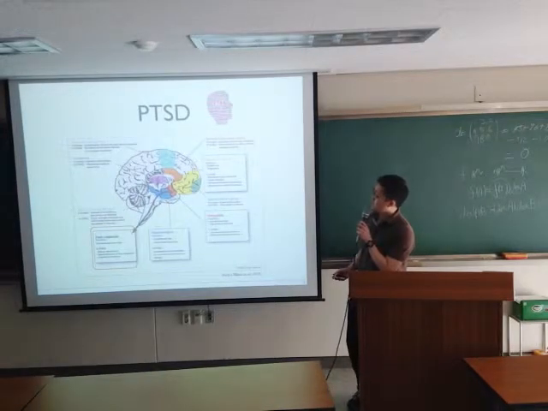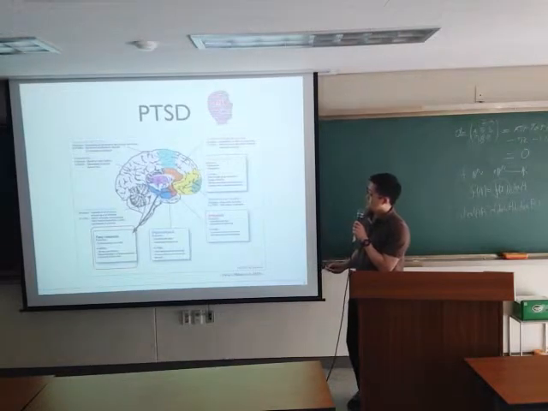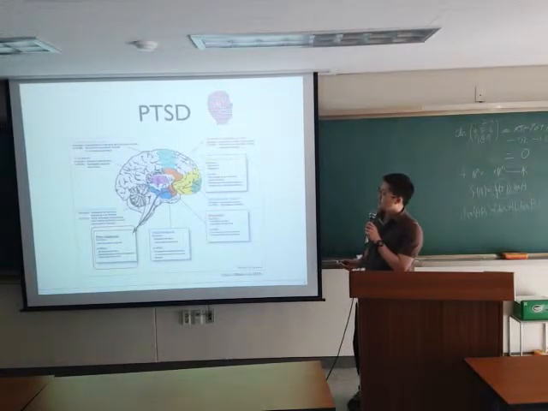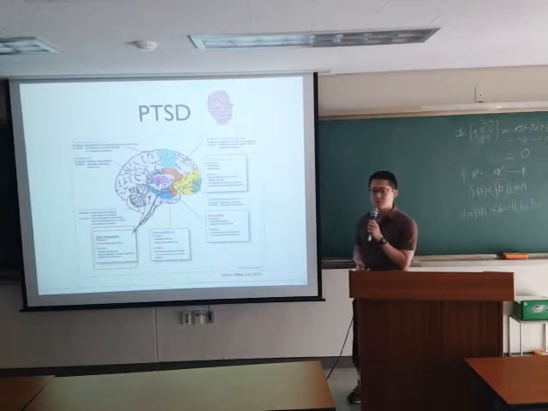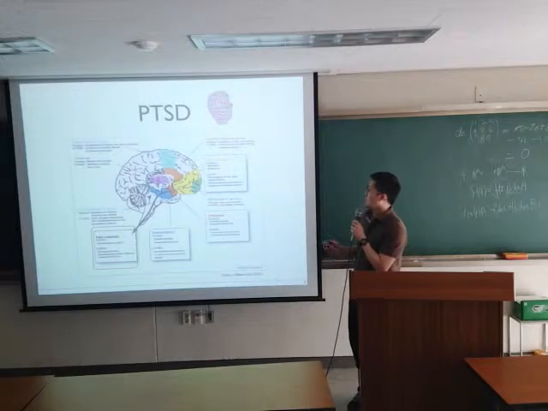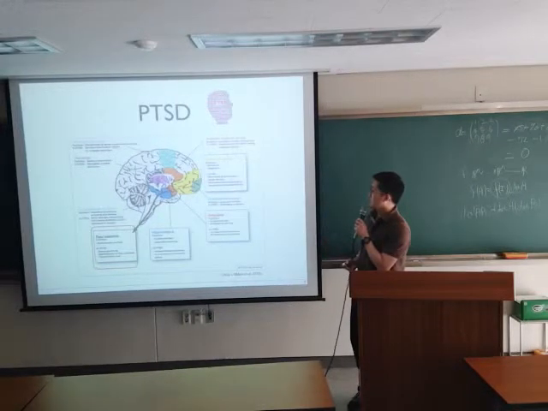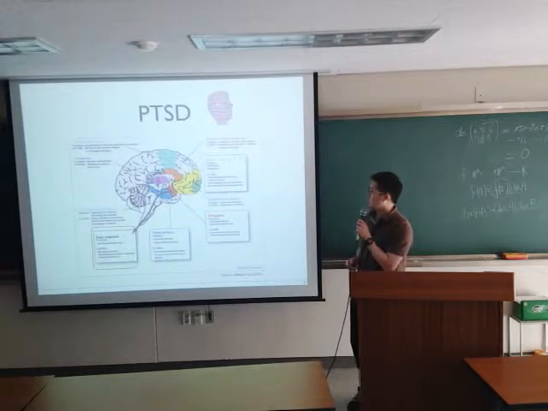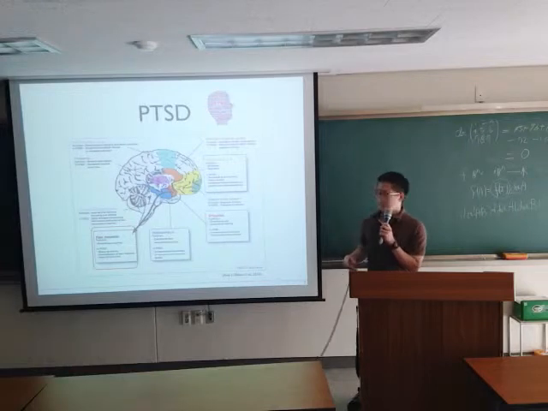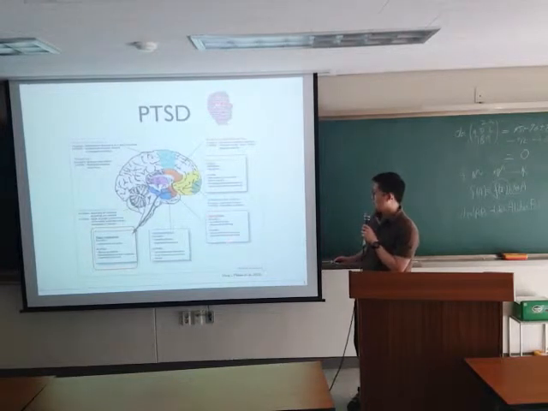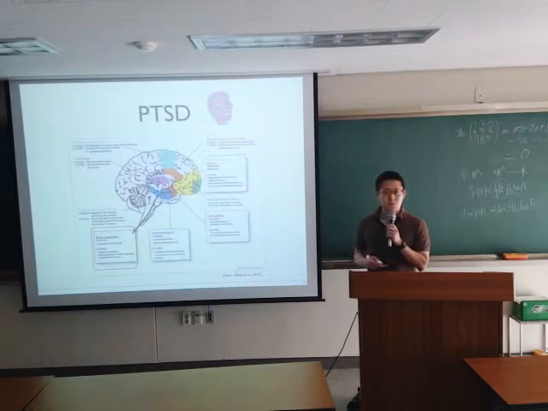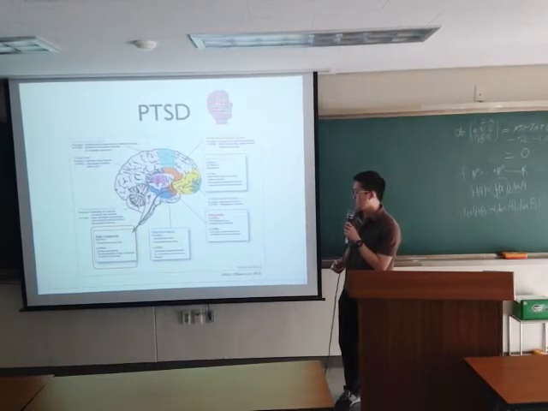The brain areas related to PTSD are shown here. The prefrontal cortex, amygdala and hippocampus are the most well known, and other areas like the ACC, other cortical areas and the thalamus are also involved in PTSD. As you can see here, in the prefrontal cortex they show decreased gray and white matter density, and they also show higher responsiveness in the amygdala and hippocampus. So they show increased anxiety and fear.